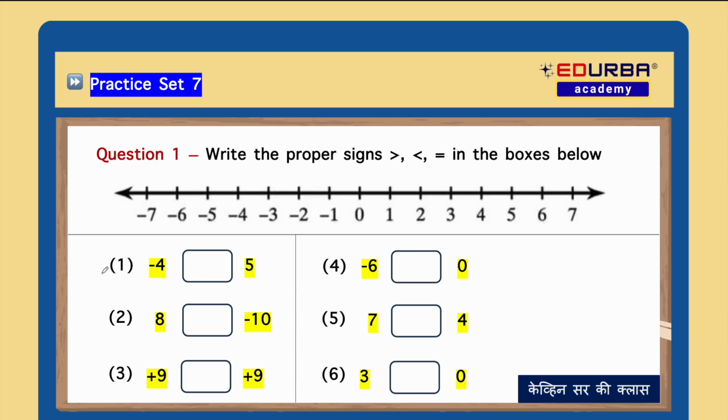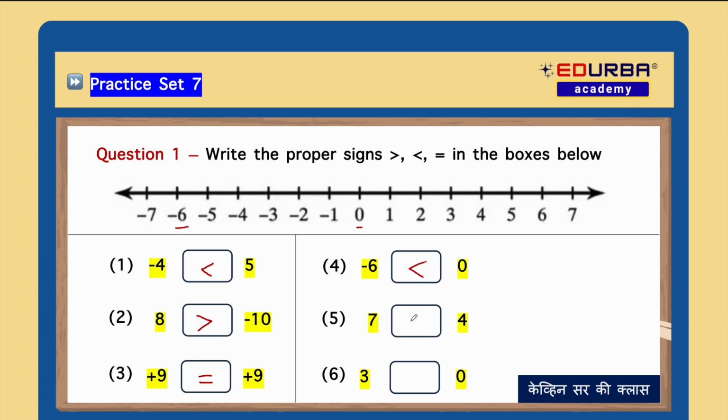Now here in the first problem we have -4 and 5, and we know that 5 is at the right side, so 5 is bigger than -4. 8 and -10, we know that 8 is at the right side. +9 and +9, both are equal. -6 and 0, we know that 0 is here and -6 is here, so 0 is at the right side, and that's why 0 has to be greater than -6.